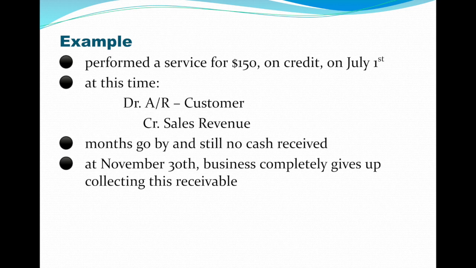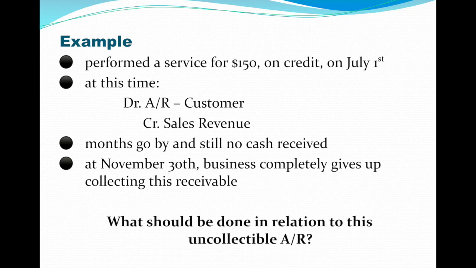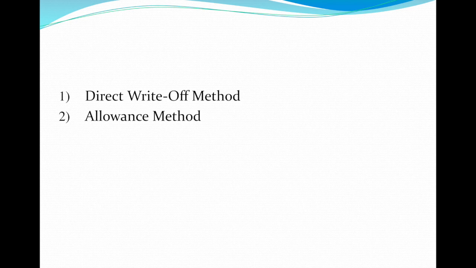On November 30th, the business completely gives up on collecting this receivable. Now, again, this is just an example. That's not usually how it goes down. There's things that happen in the interim that deal with this, but for the sake of simplicity, we're going through this simple example. So at this point, the business has given up. They've decided they can't recover the $150. So what do they do? There are two different methods that this can be done. One is what's called the direct write-off, and the other is called the allowance method.